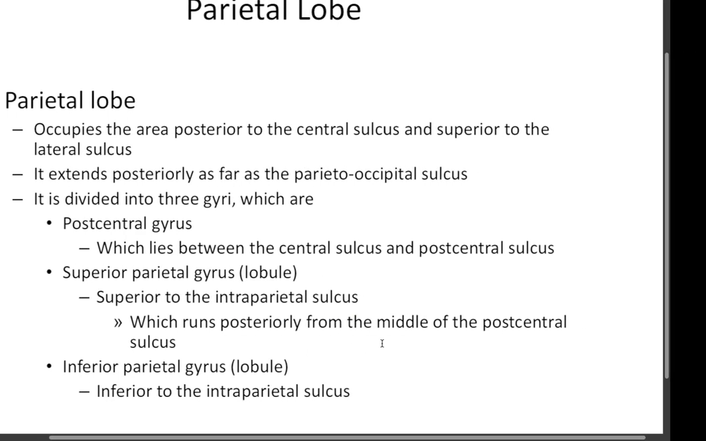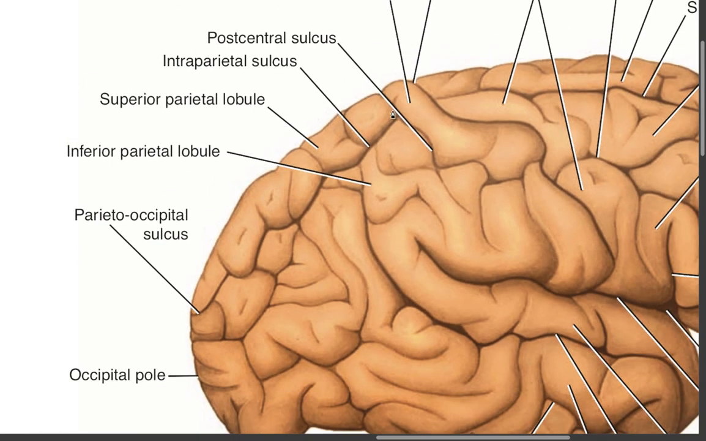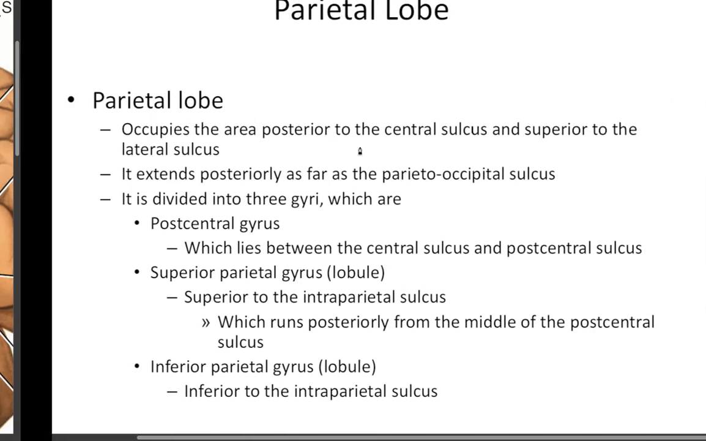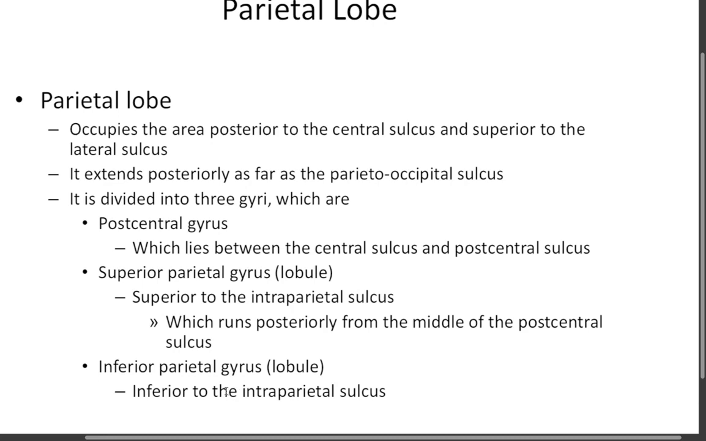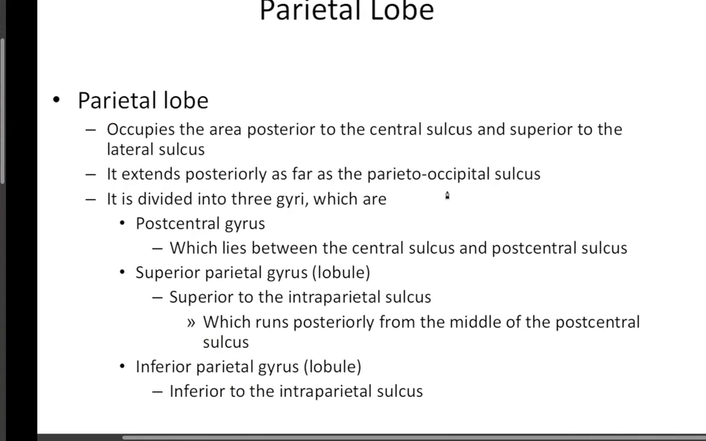Sorry, this is the post-central sulcus, and this is the intraparietal, okay? If you observe, the superior parietal lobule is located posteriorly to the post-central sulcus. However, the inferior parietal gyrus is inferior to the intraparietal sulcus. So the inferior parietal lobule is located inferiorly to the intraparietal sulcus, and the superior one is located superior to it, and posteriorly to the post-central sulcus.